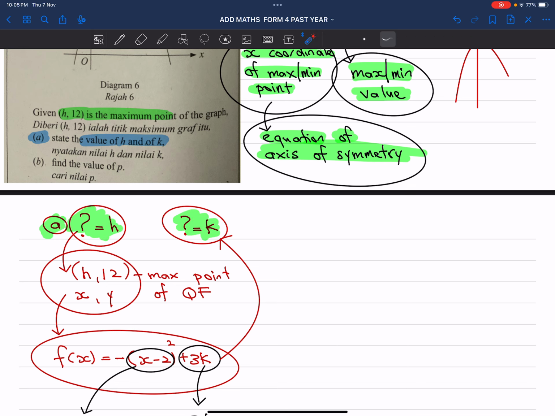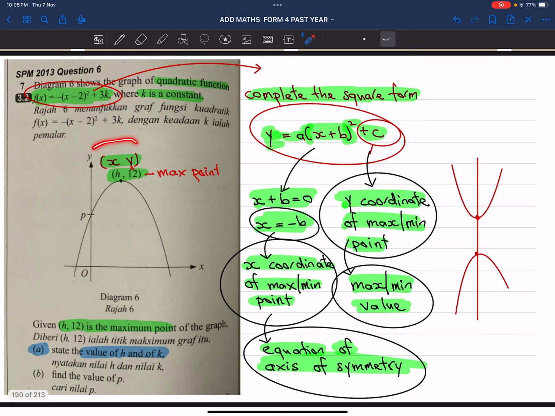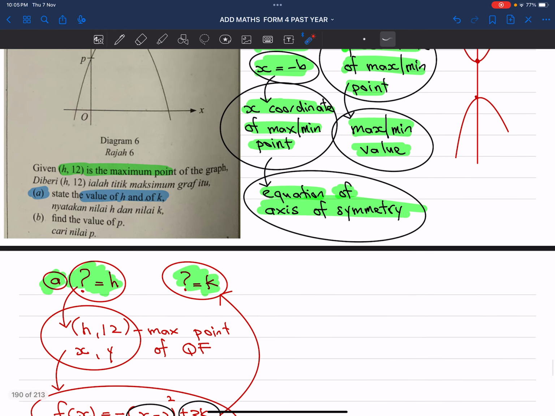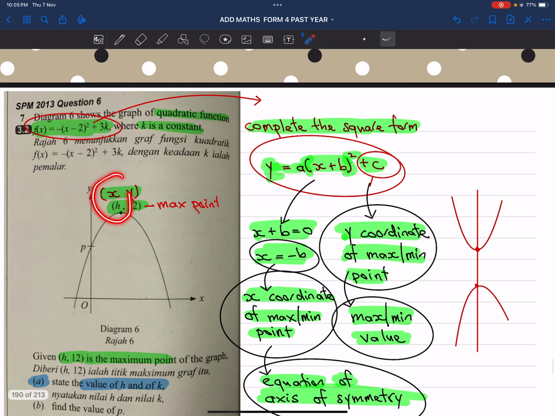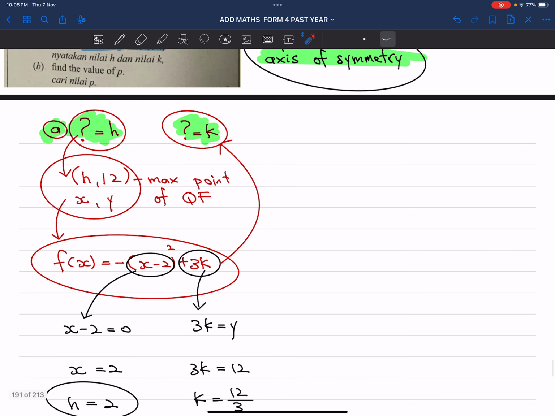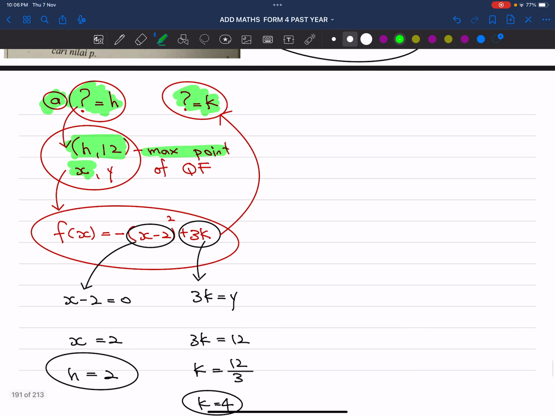Part A. They're asking h, they're asking k. Now the trick is, if they're asking h, go to the information regarding h. You go to h, which is the x coordinate of the maximum point of the quadratic function. So I copy back the quadratic function, which was f(x) equals negative (x minus 2) squared plus 3k.